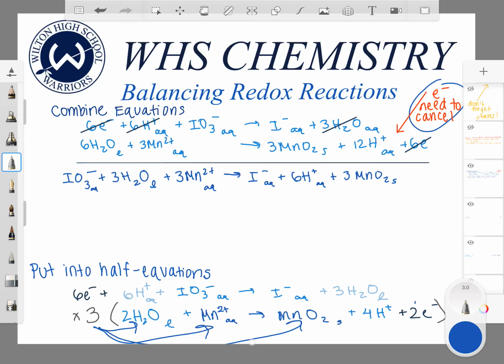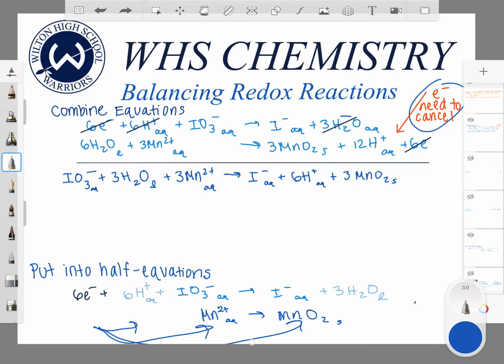So when you add the equations, essentially you just have to subtract them like you're doing elimination or substitution in algebra. And you end up getting IO3- plus 3 H2O because you have 3 H2O on this side and 6 on this side, so you end up with 3 on this side. And then you get plus 3 Mn2+ yields I- plus 6 H+ plus 3 MnO2. So that's our final net ionic equation.